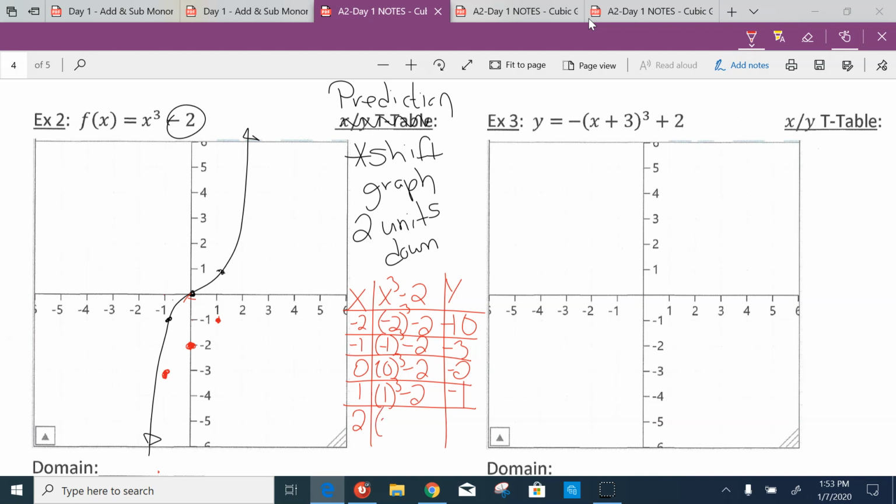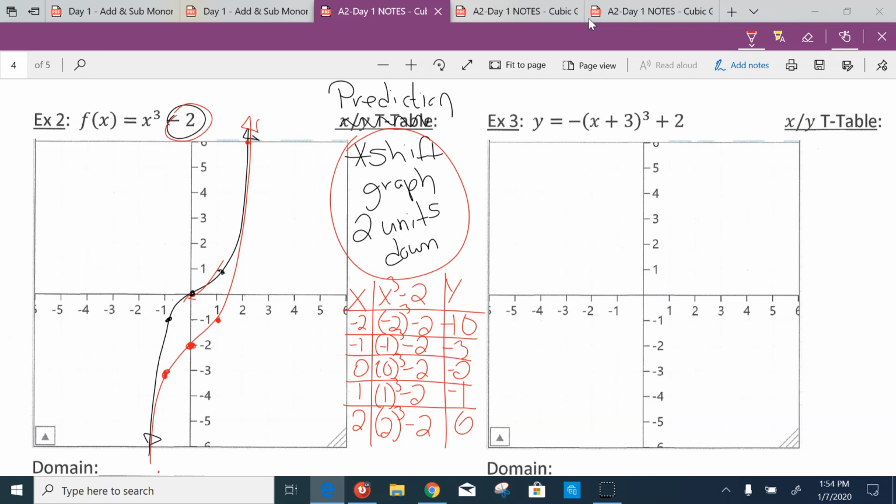Then I go to 2. 2 to the third power is 8. Minus 2 is 6. So when I put in a 2, I get a 6. So what I have is a graph that's going to go pretty much something like that. My first graph was a little bit too wide, but the red graph, the second one, was a little more accurate. So our graph did shift down 2 units. That's what we see here, and that's what the effect was.